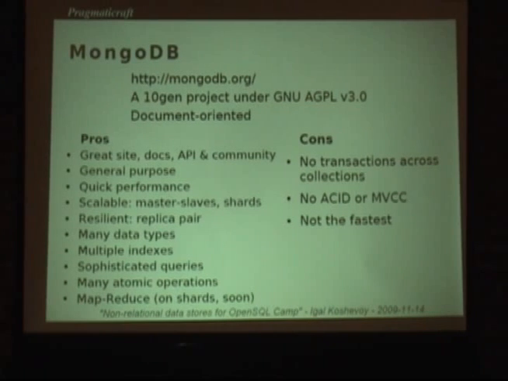Please. I don't have a lot of database experience, so this may be too naive a question, but the fact that it supports many atomic operations, does that make it at least a little bit better compared to the relational databases in terms of supporting transactions?